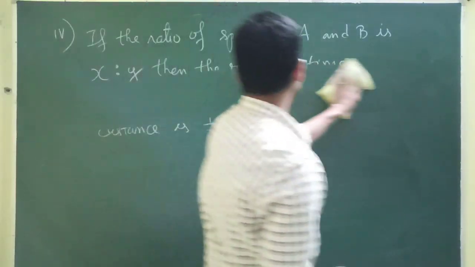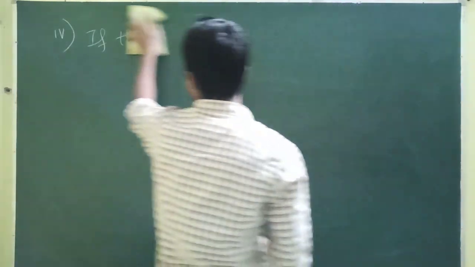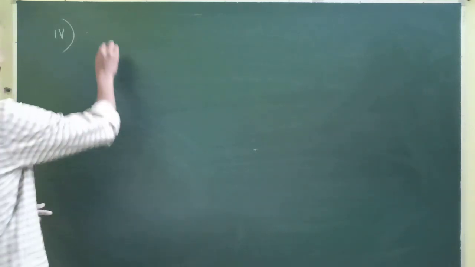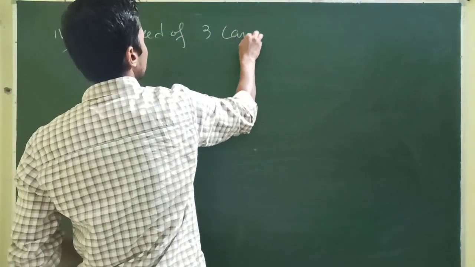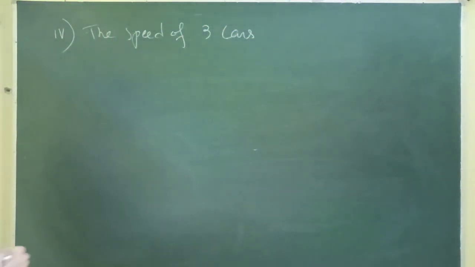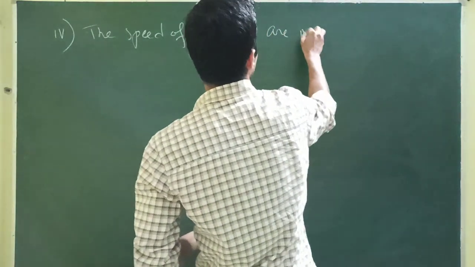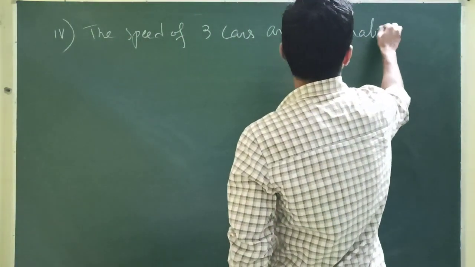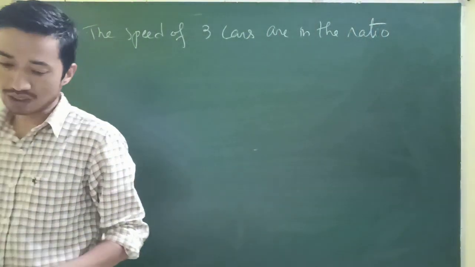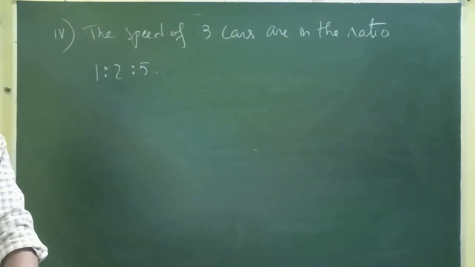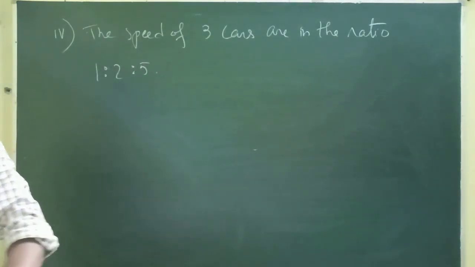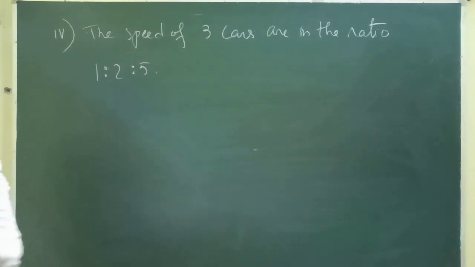Okay, so let's finally take one example on this also. Maybe you can just note down: the speed of 3 cars are in the ratio 1 is to 3 is to 5.